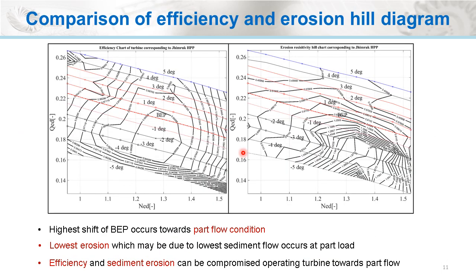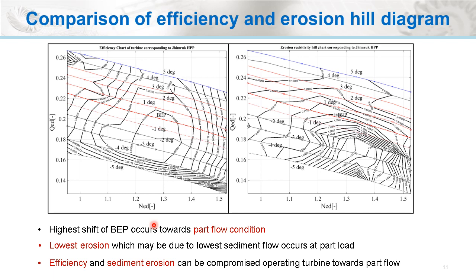In this section, let me talk about the comparison of efficiency and erosion hill diagram. In order to generate a hill diagram, the numerical model was investigated at 11 guide vane openings, that is 1 as best efficiency point, 5 towards part load and 5 towards full load. Similarly, for runner rotation, the speed was varied from 750 rpm to 1200 rpm with 50 rpm increments at each guide vane opening. Thus, in total, 110 different operating points were investigated to generate the efficiency and erosion hill diagram.